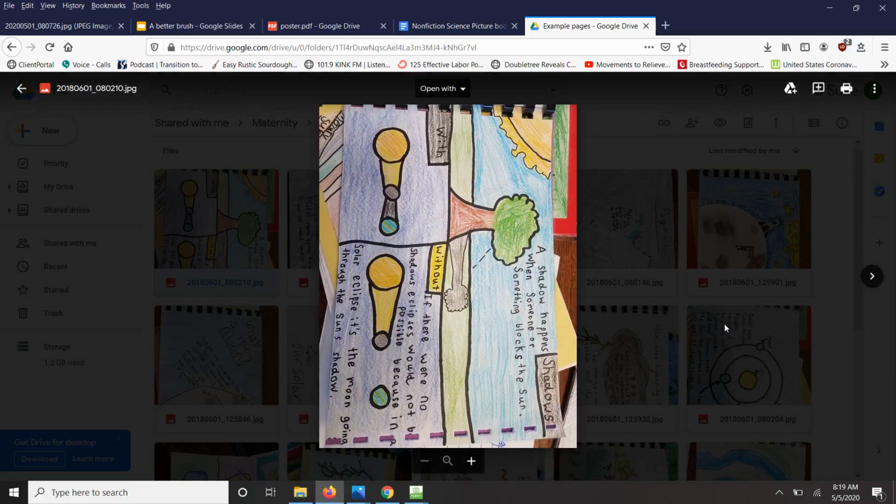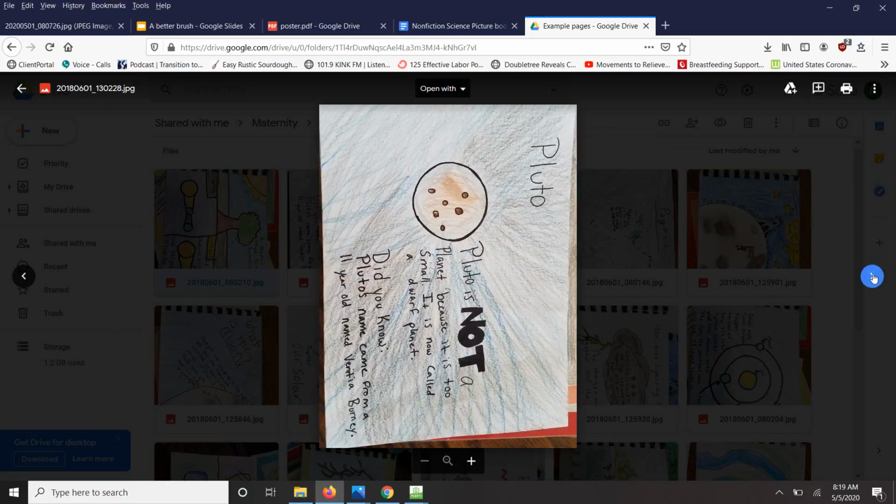They made sure there was no spelling mistakes. This is what a final copy should look like. We can do some other ones. So here's one of planets. So they have Pluto. Pluto is not.